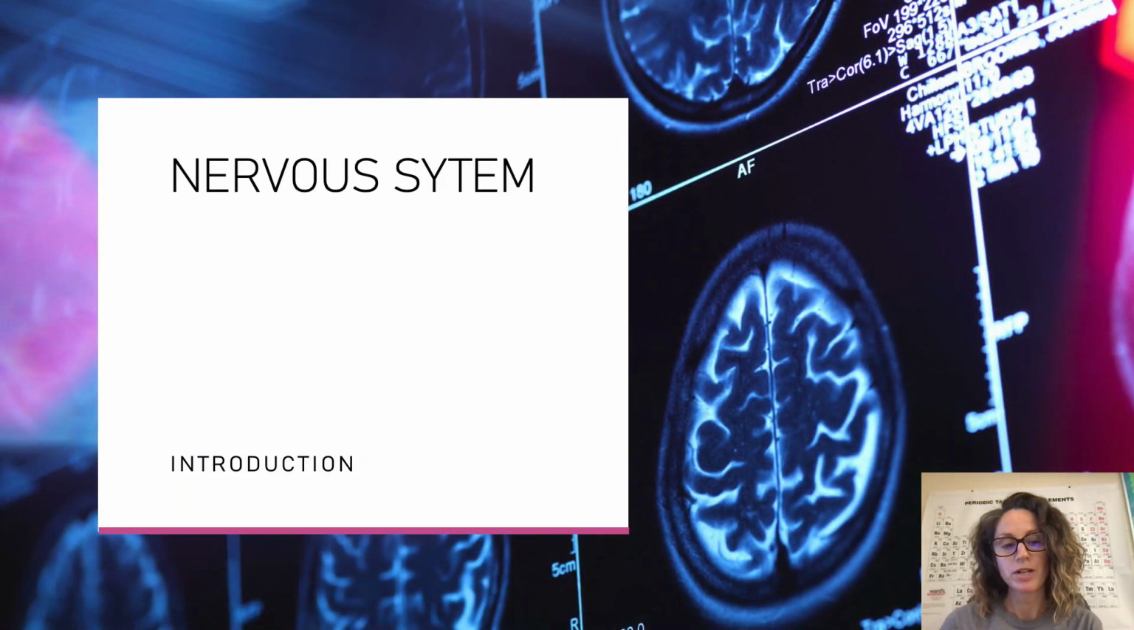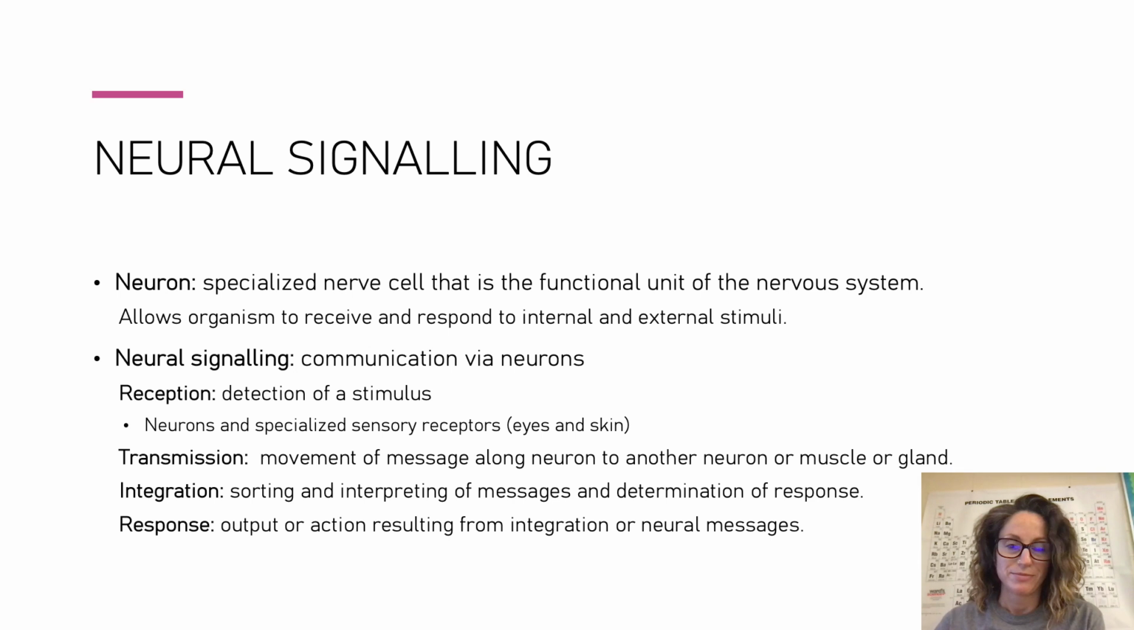Today we are going to have a little introduction to the nervous system. So first, let's talk about some neural signaling. So what is a neuron? It is a specialized nerve cell, and its function is to communicate between different parts of the nervous system. So this allows organisms to receive and respond to internal and external stimuli.